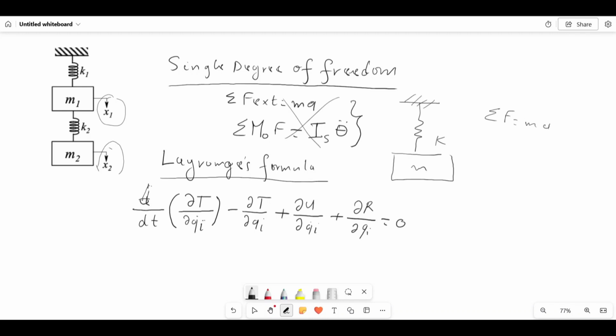Do you guys remember when you were doing the energy method in diploma? You talked about kinetic energy and you talked about potential energy. Do you guys remember? If I can explain it to you, the T that you see in the formula here stands for kinetic energy. U stands for potential energy. You will see it's very straightforward.